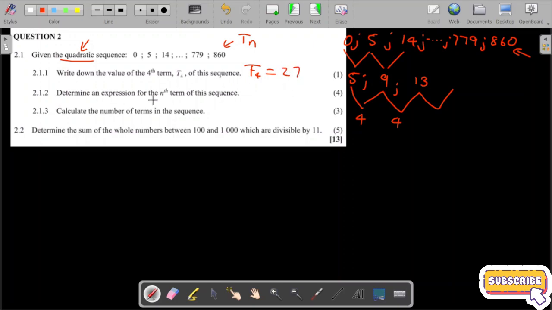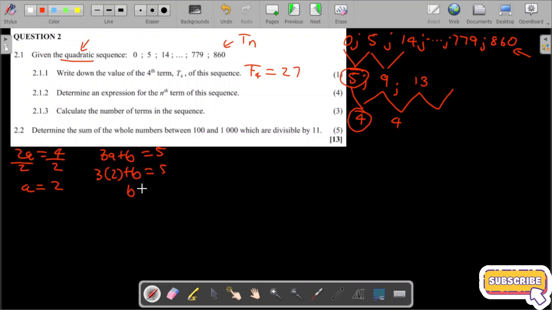Now let's determine the nth term, which is the expression of the sequence. Here we know that first thing, this one here, 2A, is equal to 4, and then I divide by 2, so I know my A is 2. Now continue. This one here is equal to 3A plus B, which is equal to 5. So 3 into 2, plus B is equal to 5. This gives me 6, and then B is equal to 5 minus 6, which is going to give me negative 1.